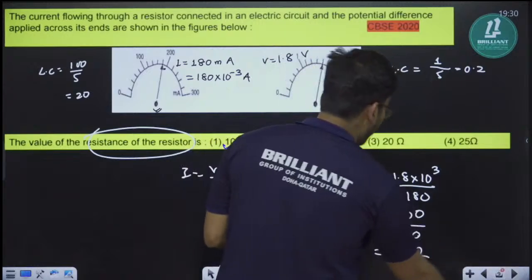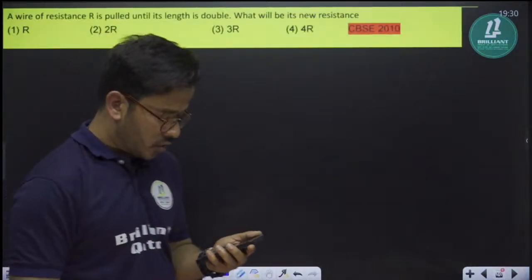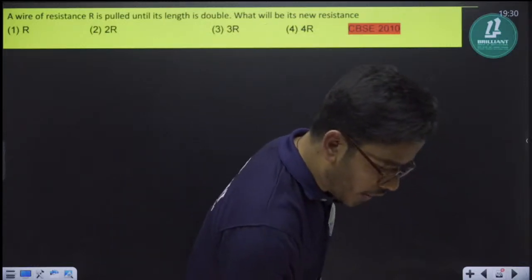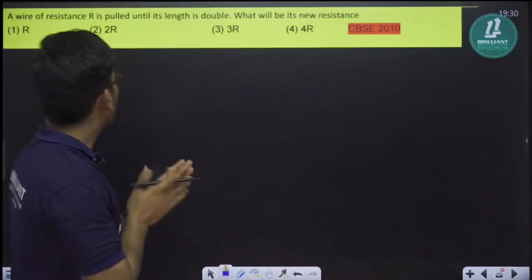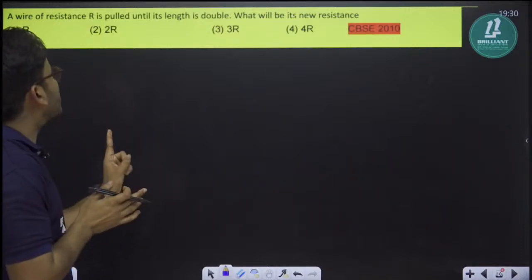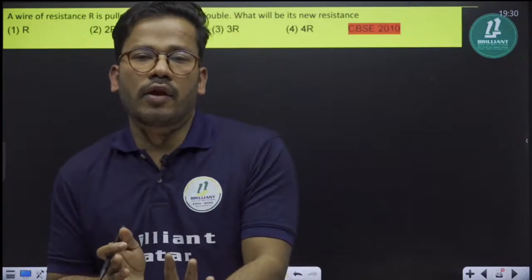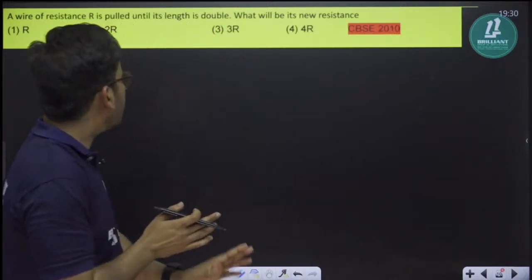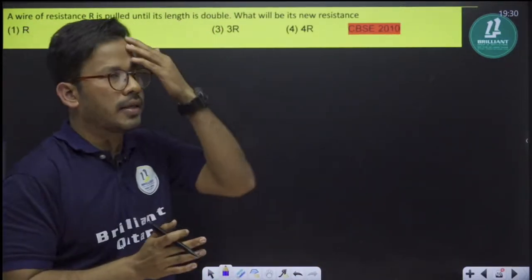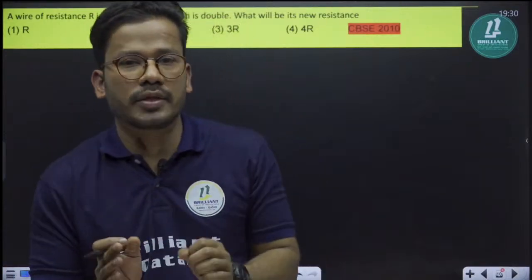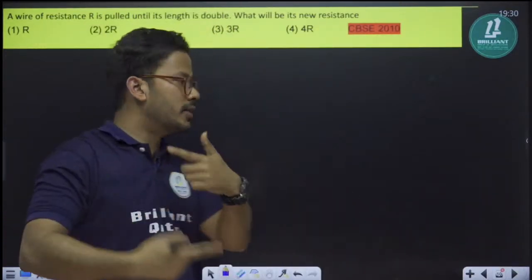Let me go ahead with our next question. Here I've got a little bit of an interesting one. Just have a look and I'm going to explain it very properly. The question is, a wire of resistance R is pulled until its length is double.